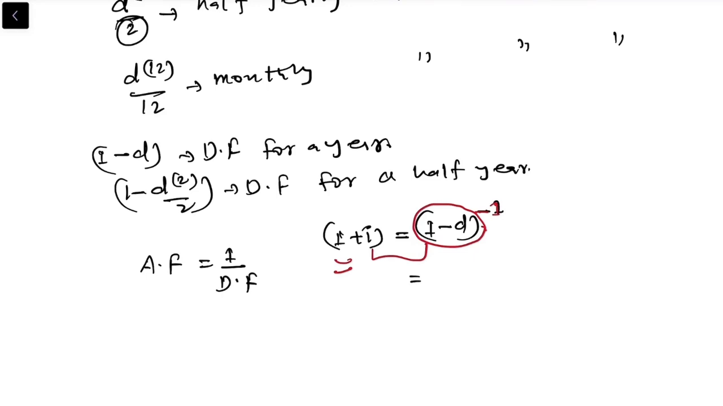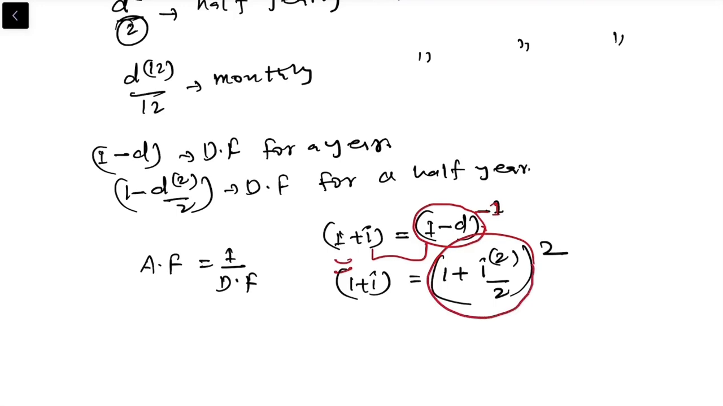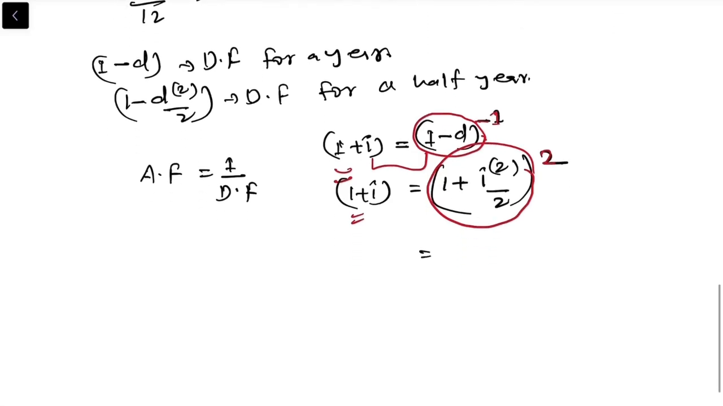Now similarly, can I write 1 plus i is equal to (1 plus i^(2)/2) to the power 2? Now this thing is the accumulation factor for a half year, right? Now if I raise it to the power 2, that means the accumulation factor for 2 half years, or in other words, the accumulation factor for 1 year. So this should be equal to 1 plus i, right? Now similarly, I can say (1 plus i^(12)/12) to the power 12. This should be equal, right?